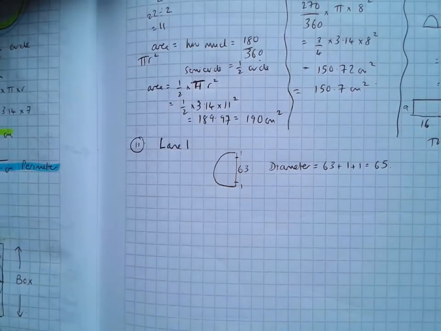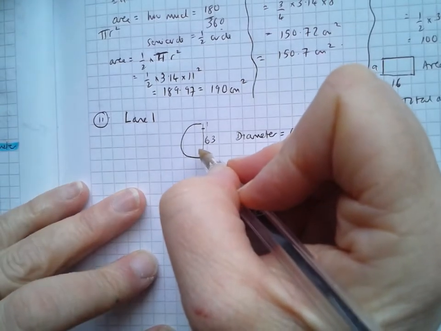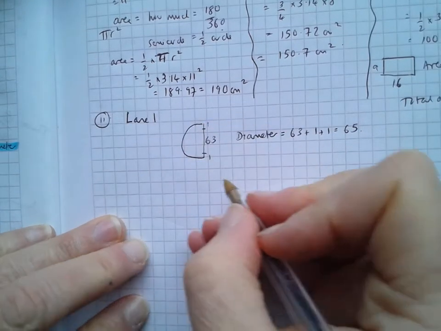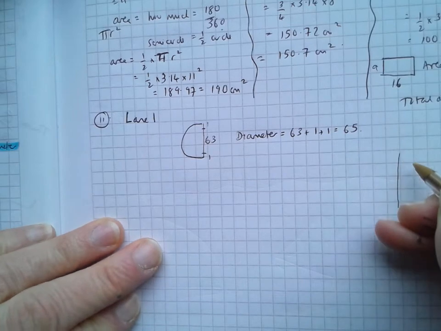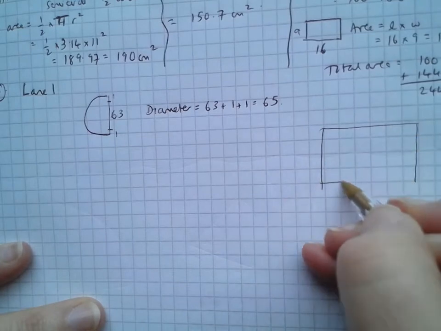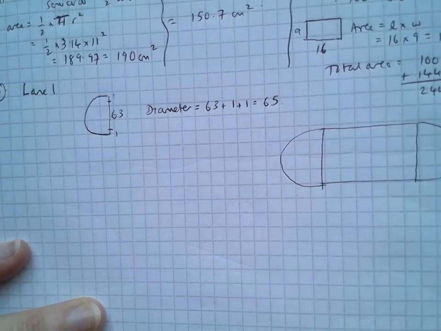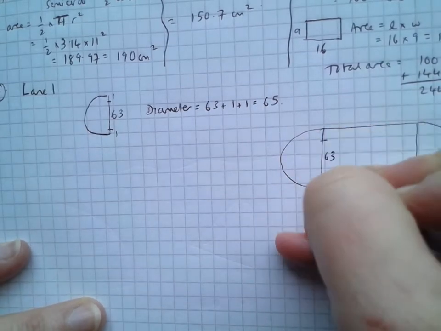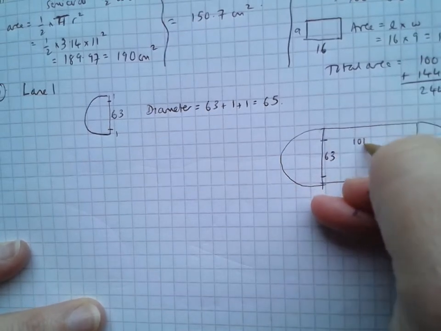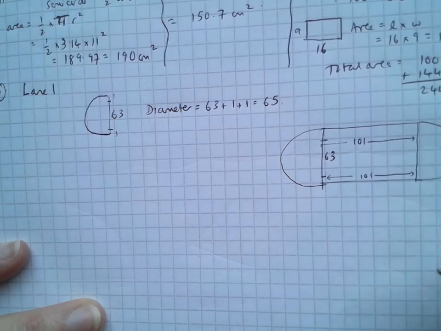So what I've done is I've drawn the inner lane of the track. So let's draw that again here then, over here. So here is the shape. We've got a rectangle, and then we've got a semicircle at each end. Okay, we're told that this is 63 for the green and white part. This is 101, and this is 101. Okay, and this is 63 here.